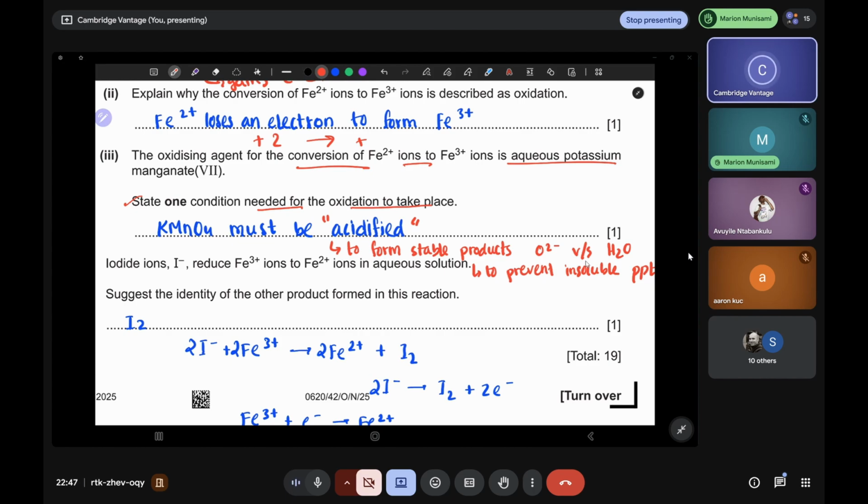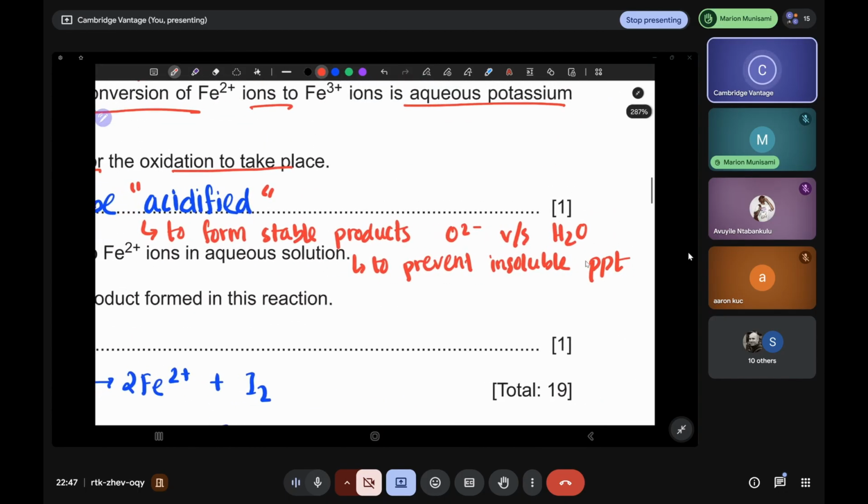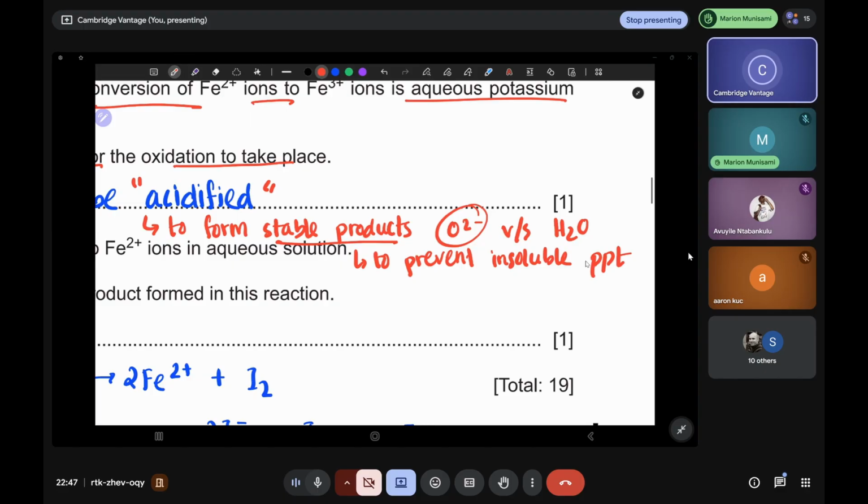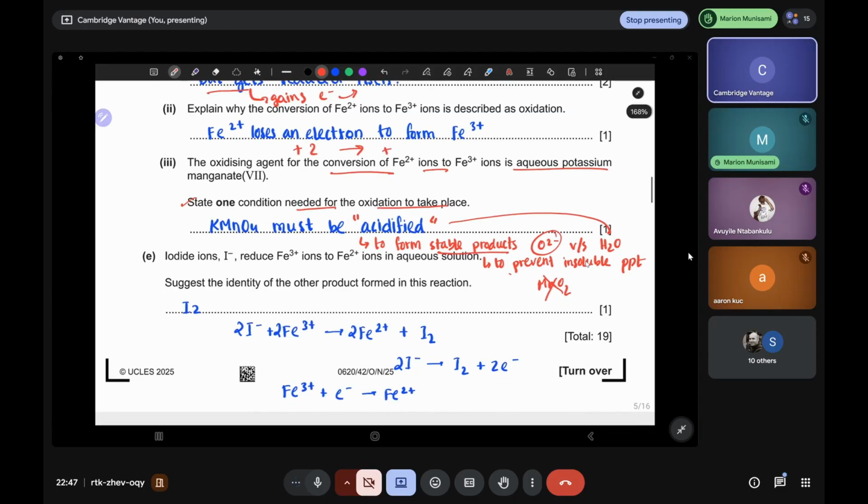Why is it required? You don't really have to know, but I have just written down in case anyone's interested. There are two reasons. One of them is it forms a stable product. Again, you don't even have to know the product itself, but basically one of them would have been O2- if it wasn't acidified. But since it's acidified, the product formed is water, which we know is a very stable substance. And the other one is to prevent an insoluble precipitate, basically to prevent the formation of MnO2. But again, these aren't required. If you want the extra knowledge, you are welcome to take it. But for the general students, you can just remember that it must be acidified.